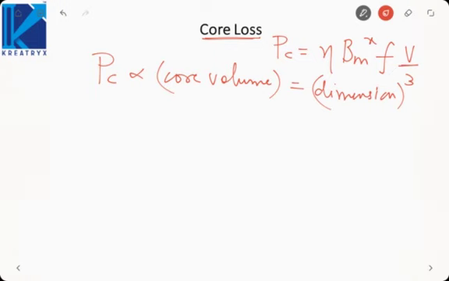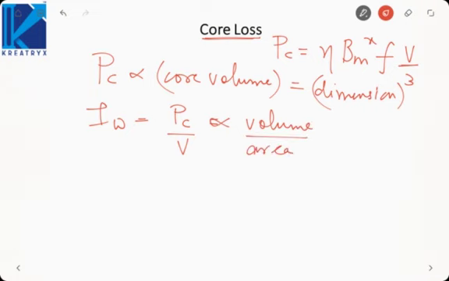Now, if we see the core loss component of current, it will be PC by voltage, which is proportional to volume by area, because core loss is proportional to core volume and voltage rating is proportional to area. So it is directly proportional to dimension. Okay, that means if dimensions are made twice the original value, the core loss component of the current also doubles.